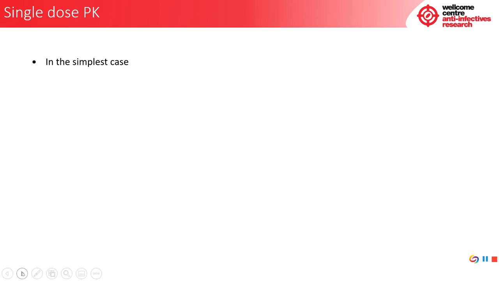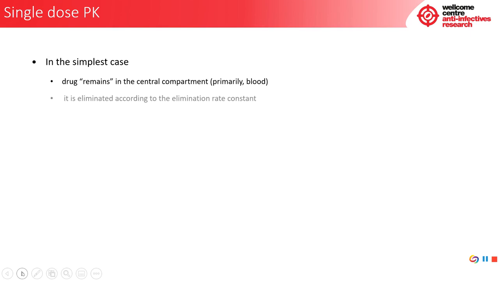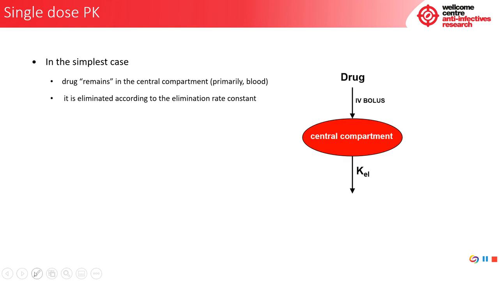We look now to single dose PK, which in the simplest case, drug remains in the central compartment, primarily blood. It is eliminated according to the elimination rate constant. So drug is given intravenously, it goes into the central compartment, and it is eliminated at a rate of elimination KEL.